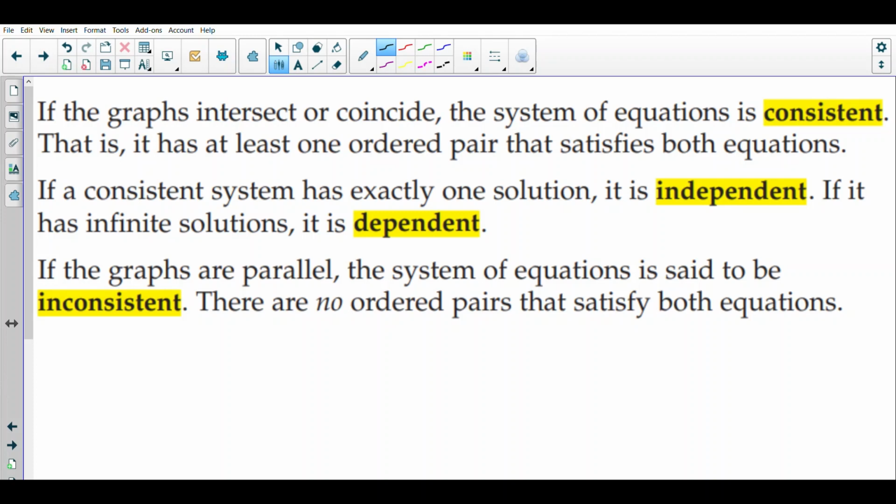Now, there are some different situations in which these systems work. If the graphs intersect or coincide, the system is consistent. That is, at least one ordered pair satisfies both equations. If a consistent system has exactly one solution, it is independent. If it has infinite solutions, it is dependent. If the graphs are parallel, meaning they do not touch, the system of equations is said to be inconsistent, and there's no ordered pairs, meaning there's no solution. On the next slide, there will be a visual representation.